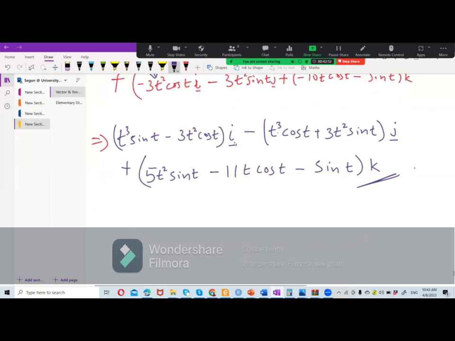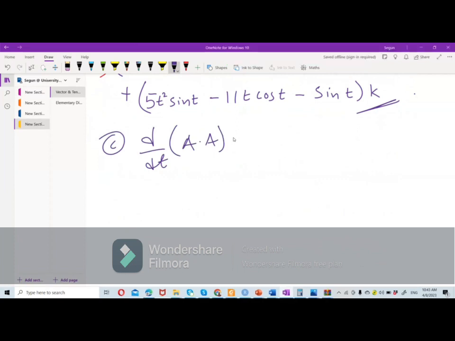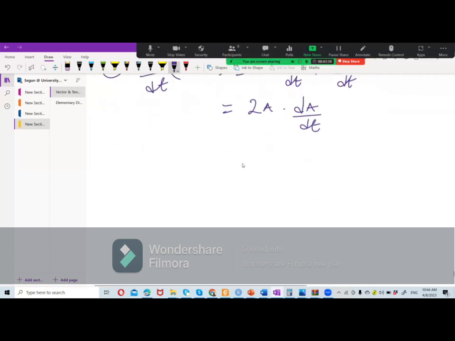Okay, let's continue. I hope it's making sense. Now let's look at the C. The C says d/dt of A dot A. It simply means the definition says A dot dA/dt plus dA/dt dot A is the same thing as 2A dot dA/dt, because we have the same differential equation. So we have power to do that.